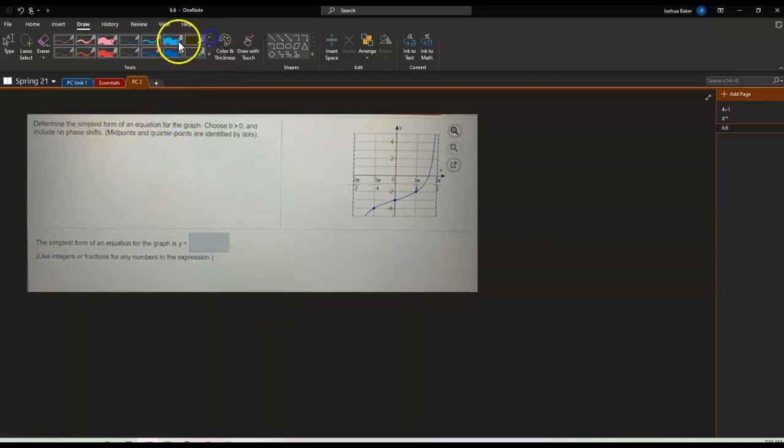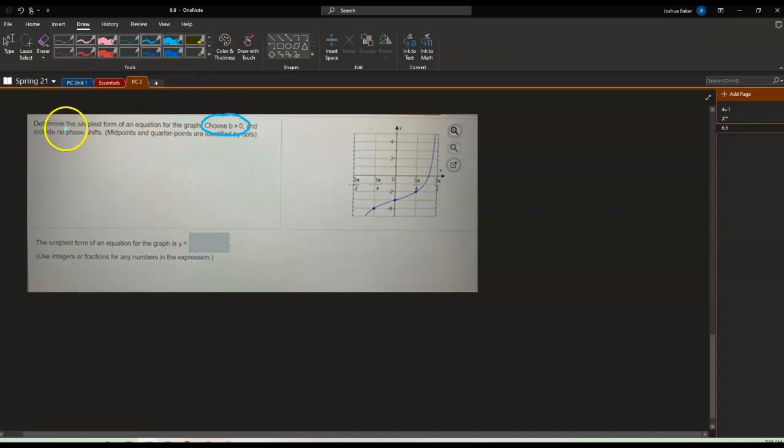Let me choose a different color. We'll go with this one. We want to have a b value that's bigger than 0, and we're not going to have any phase shifts. What that means is we're not going to have a c value that moves this function left or right. So let's start by drawing just our regular tangent function.